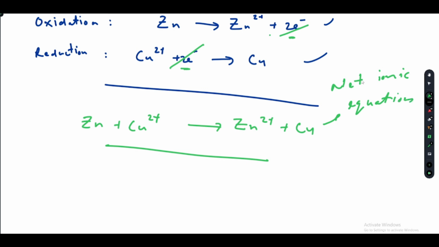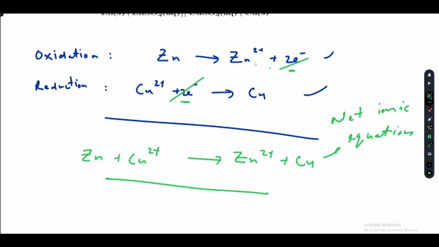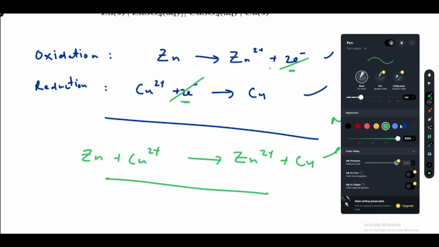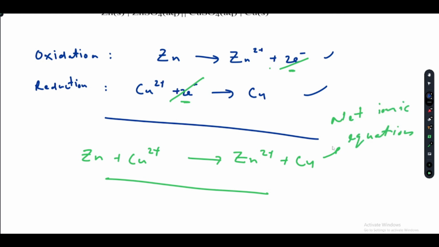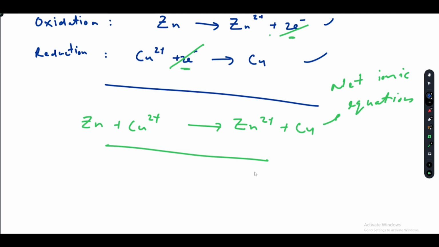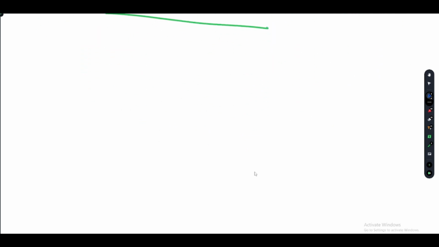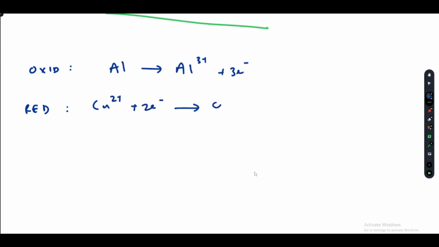But what about an example where the number of electrons, unlike this case, are just not going to be equal to each other and cancel off like they did in this example? Let's see an example like that. So let's say our oxidation half reaction is Al, aluminium, which gives us Al3+ plus 3 electrons.